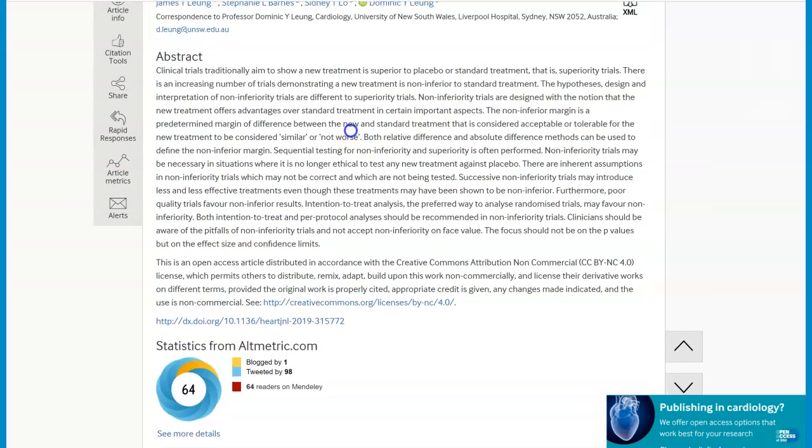This is not necessarily looking at a specific clinical trial, but it's looking at the different types of clinical trials that are available, and a little bit more detail about this, rather than what is available in the current textbooks.